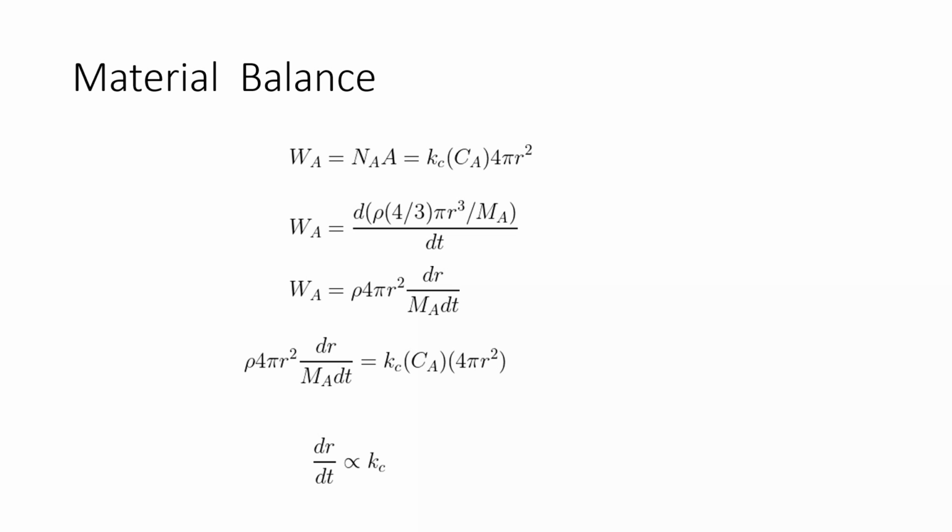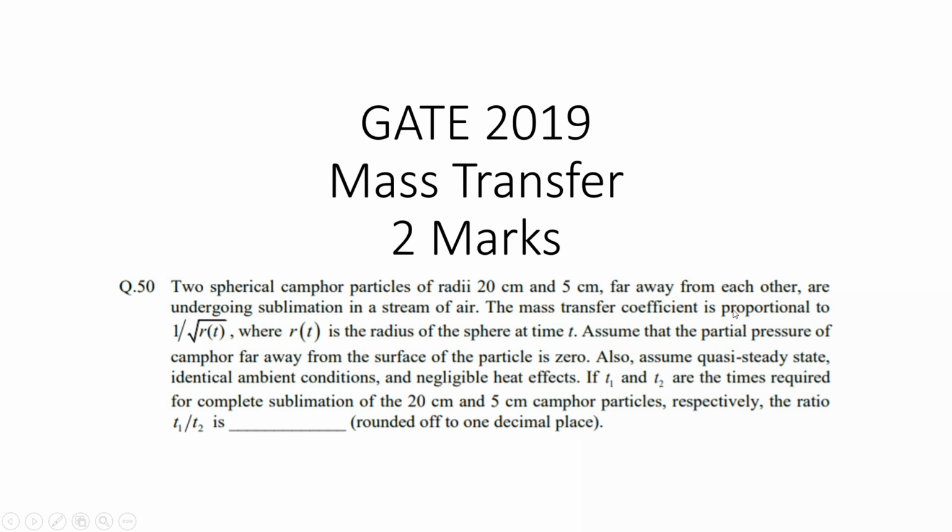From these two equations we will equate them. From this we get, 4 pi r square and 4 pi r square will cancel out. M_A is constant, density is constant, and C_A is also constant, since the partial pressure will not change, since it is the same ambient condition, right? So the ambient condition will not change, so C_A will also be constant. So dr over dt is directly proportional to k_c, the mass transfer coefficient, and it is given that k_c, mass transfer coefficient, is proportional to 1 upon under root r_t. So I will put this.